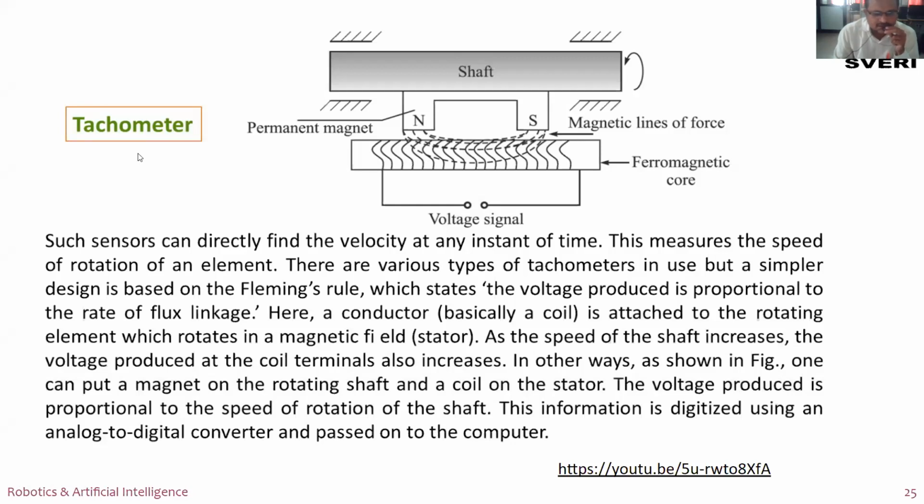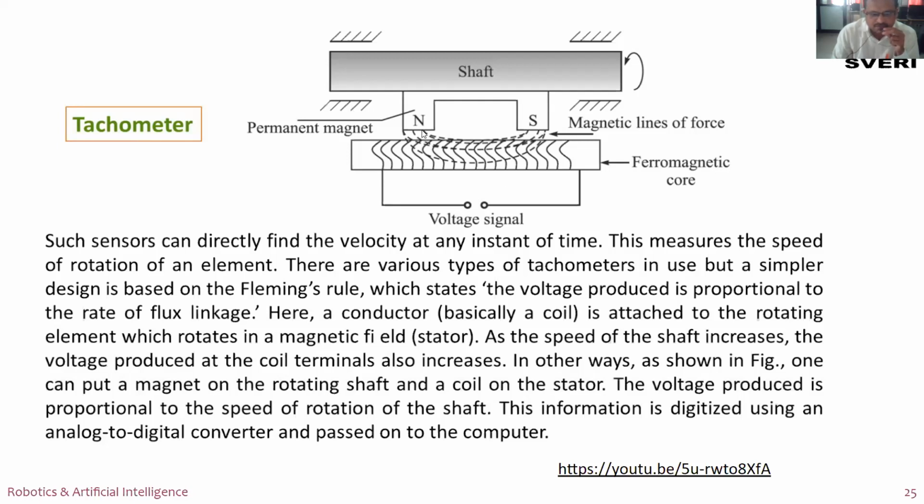Therefore, in case of the tachometer, we can use a magnet on the rotating shaft and a coil on the stator. The voltage produced is proportional to the speed of rotation of the shaft. Therefore, whatever the speed of rotation of the shaft, according to that, this voltage will be produced.